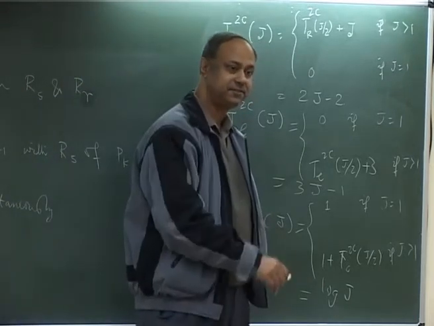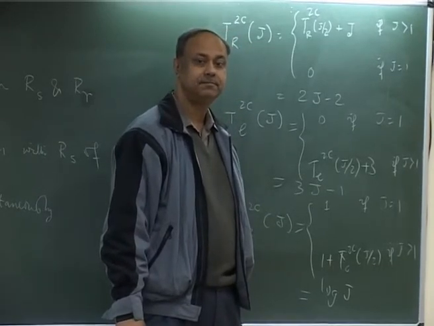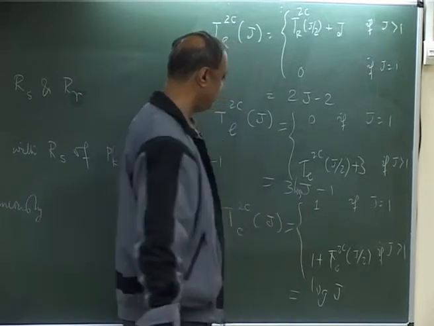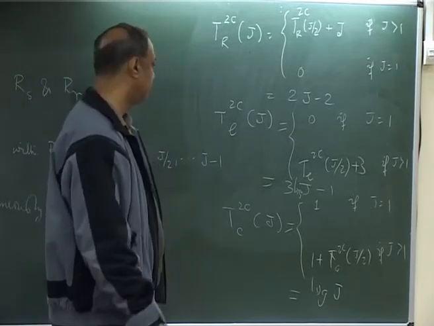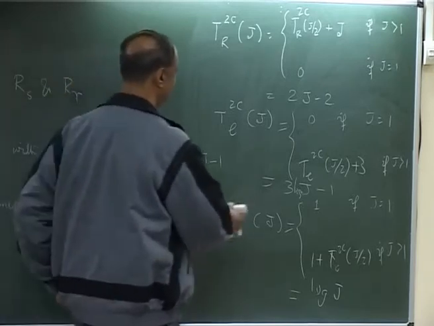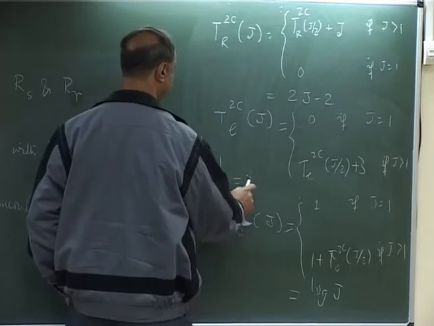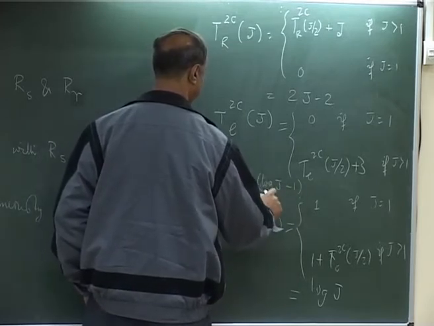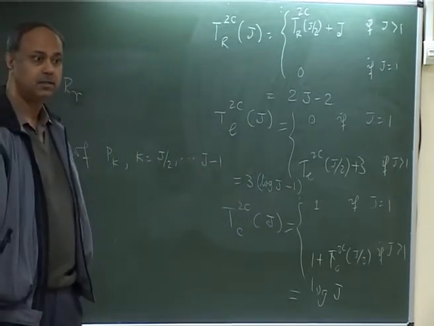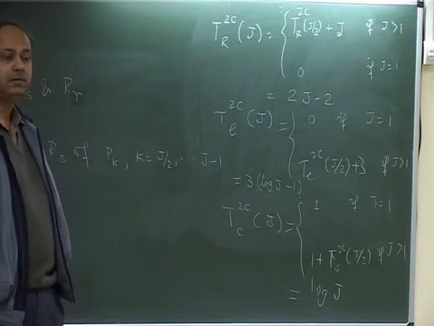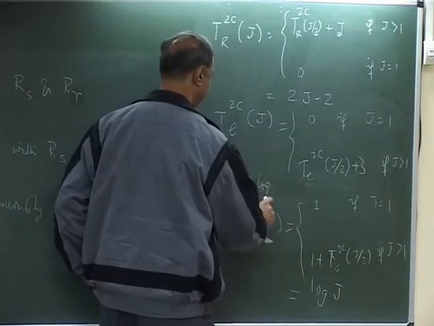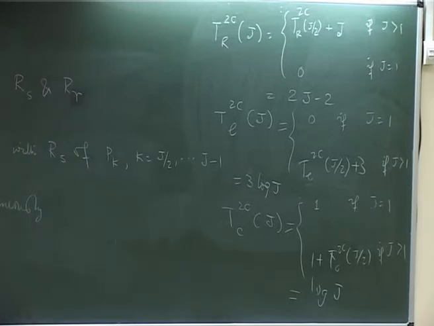So what should it be? Three log J minus log J... No, 3 log J. It's a 3 log J. If J equals to 2, then 3. So it is 3 log J. If J equals to 1, it is 0, and for 2, it is 3, and for 3 and 4, it is 6, and so on. So it is 3 log J.